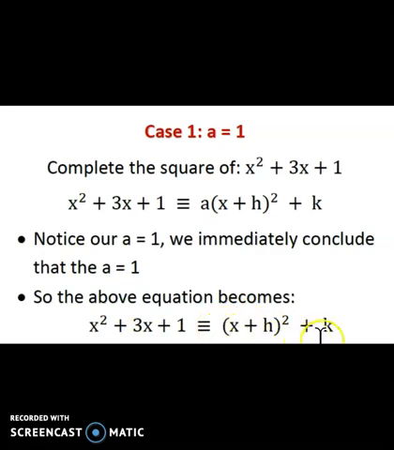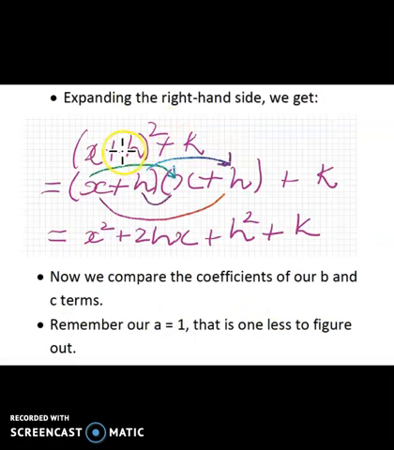And now we're going to expand this right hand side. When you expand the right hand side, you get (x plus h)squared plus k. We expand here by using the method of FOIL, or any method you choose to expand this bracket. And we simplify this, we get x squared plus 2hx plus h squared plus k. Now remember our value of a is 1, so that's one less thing to figure out. All we need to work out here is the value of h and k.